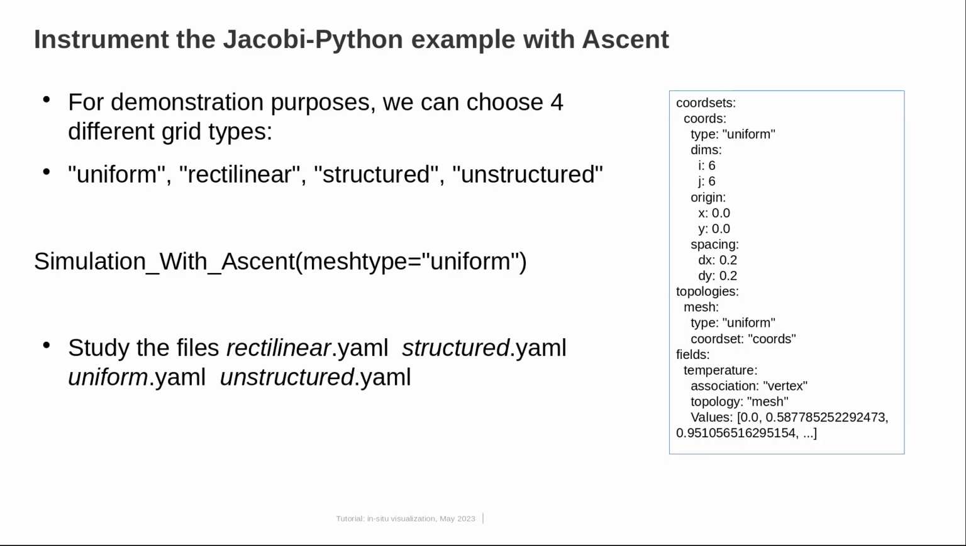It's parallel and it enables 4 different grid types: uniform, rectilinear, structured, or unstructured. You call it in this particular manner. You pass the mesh type as an argument. If, for example, we use the uniform mesh type, this would be the YAML description of your Conduit node. I think you're familiar with it now. There's the dimensions of the grid, the origin, the spacing, the topology, and then here the temperature scalar field.